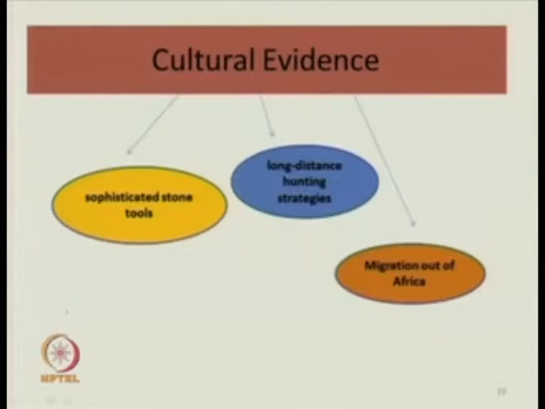So the cultural evidence. Now, if you ask me, or ask the scholars, how do you know that this happened, right? So the cultural evidence is that we do find sophisticated stone tools, okay, in places where archaeologists or paleontologists, paleontology is the study of fossils, have been to or do their work and make excavations. There is evidence of long distance hunting strategies, and of course of migration out of Africa. So this is the cultural evidence that we have.